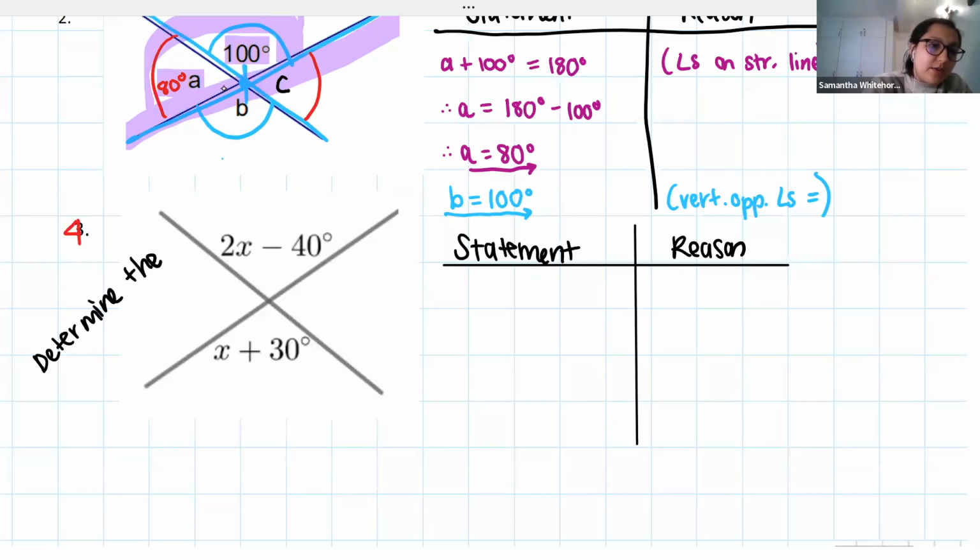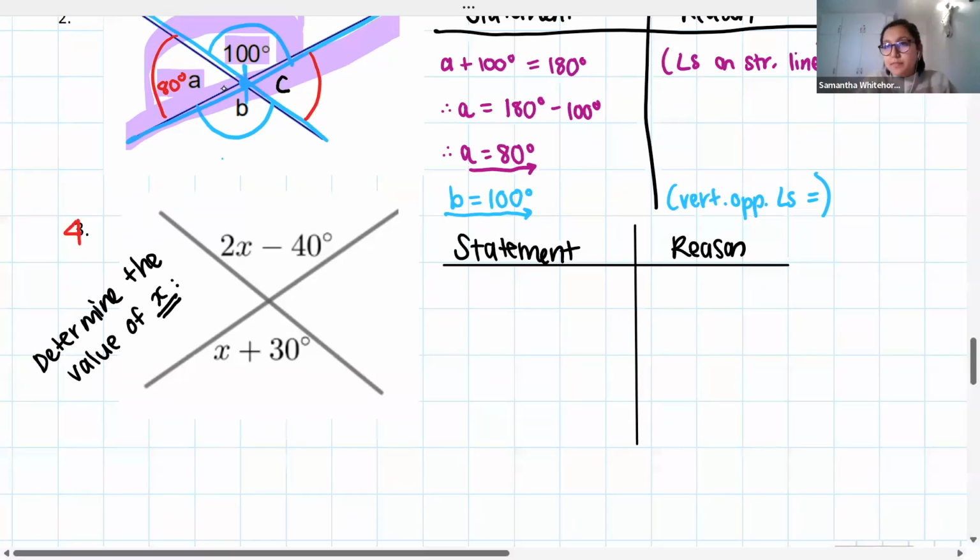And remember, the instruction is determine the value of x. Guys, remember, just because there's an x in both angles, it's the same x. So once you've worked out x once, you've got x. I'm not asking for 2x, I'm asking for x and x only. So give it a try. We'll have a look in 2 minutes.